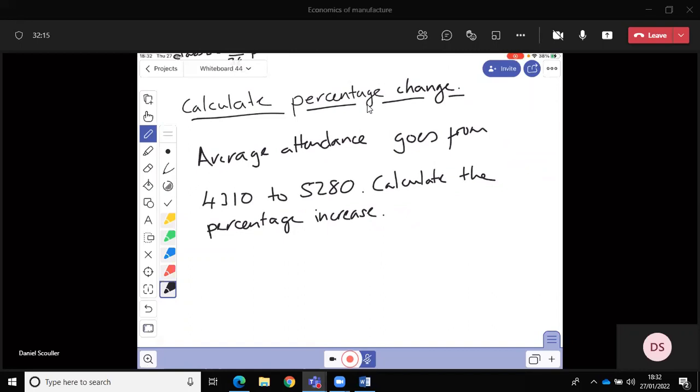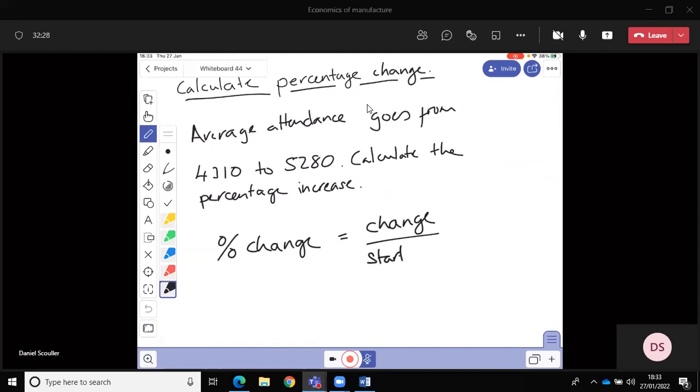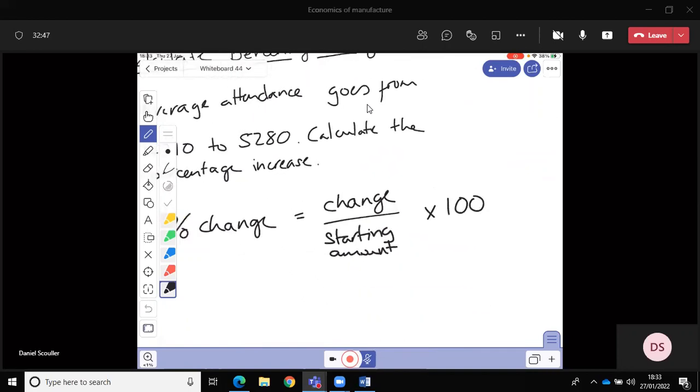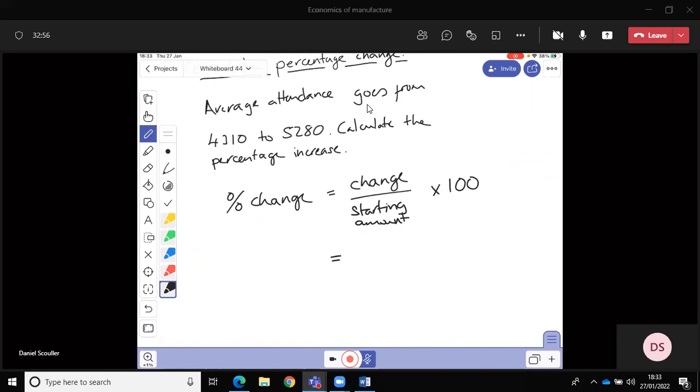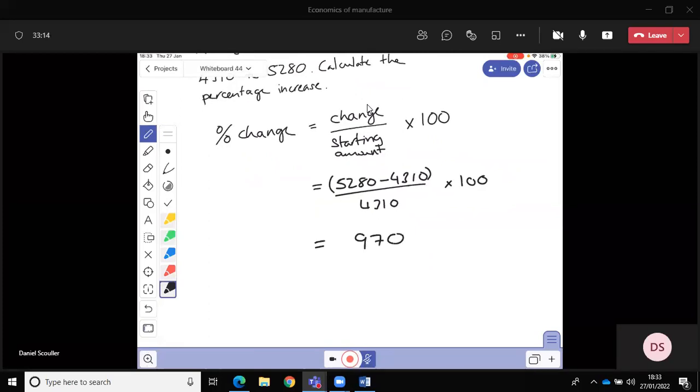Percentage change equals the change, how much we've changed by, over the starting amount, multiplied by 100. We're multiplying by 100 to go from the point something, like 0.55, to put it into our percent. So the change: 5280 minus 4310, divided by the starting amount, which is 4310, multiplied by 100. The change is an increase of 970, dividing that by 4310, multiplying that by 100.